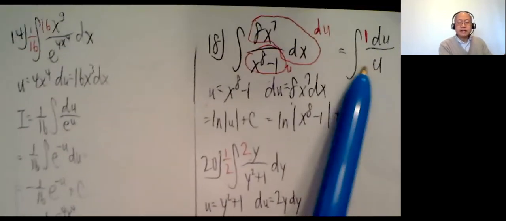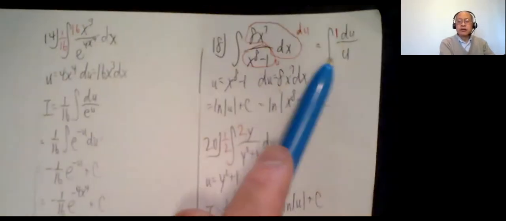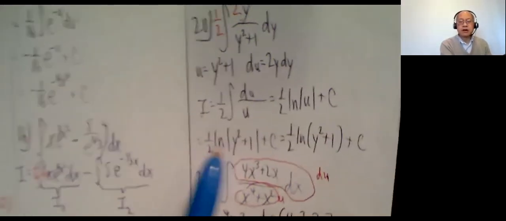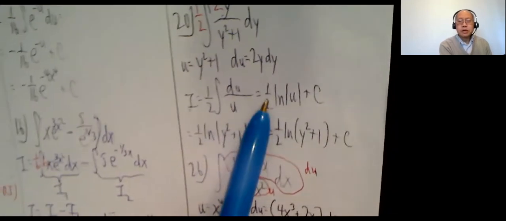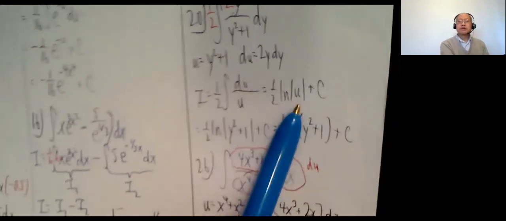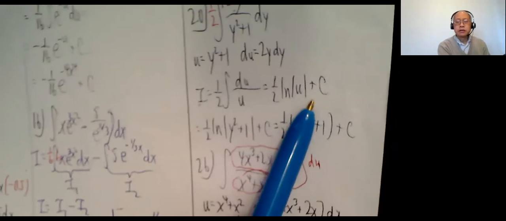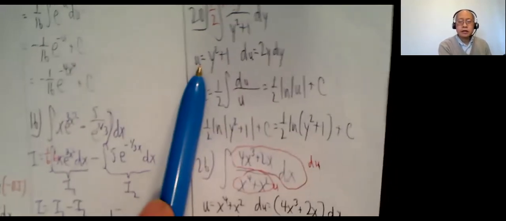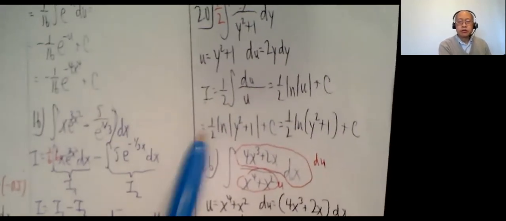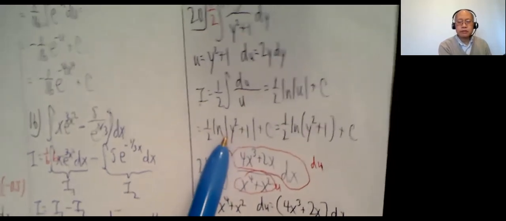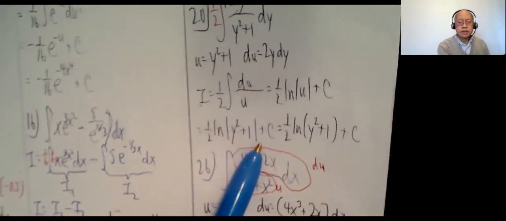So it looks once again like this. And a lot of problems at the end here are just like that. du over u is 1 over u du. That's my natural log. So 1/2 natural log absolute value of u plus c. Change u back, y squared plus 1. So 1/2 ln absolute value of y squared plus 1 plus c.